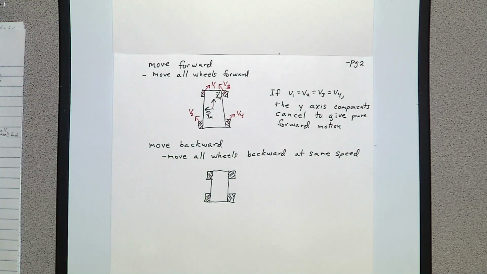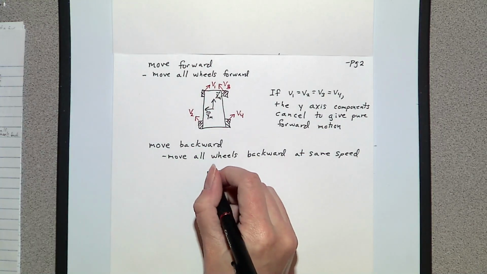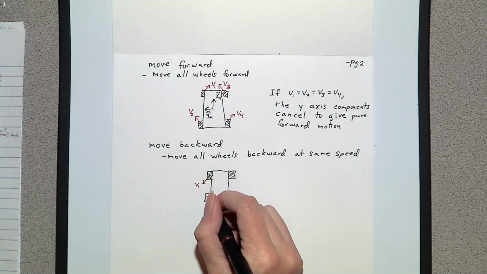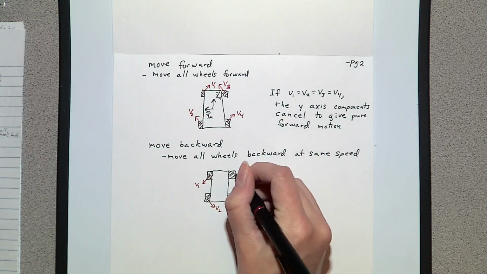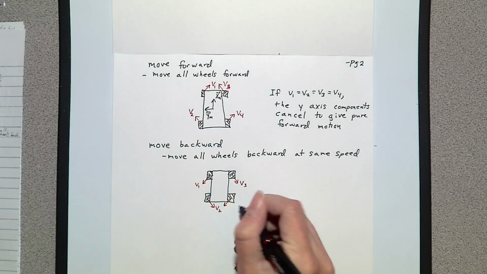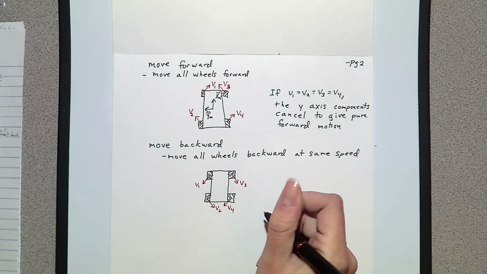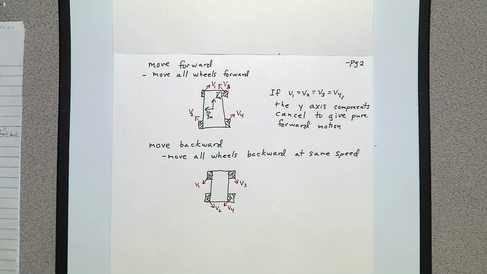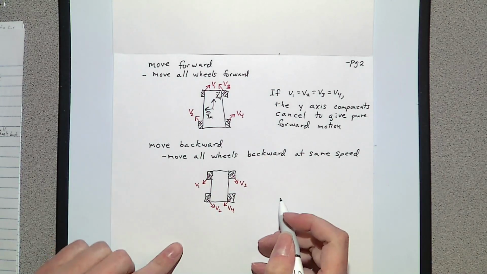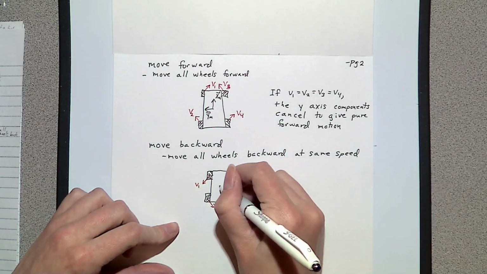So if we're going backward, this wheel moves back and left. This one moves back and right, back and right, back and left. And so again, you can see that we have contributions in the y directions, which will cancel out. So we would get a purely backwards motion.